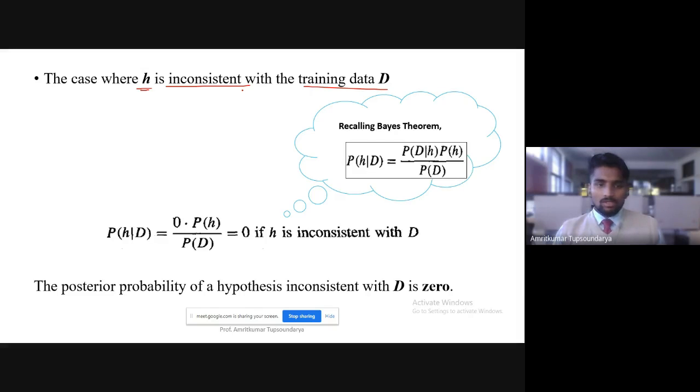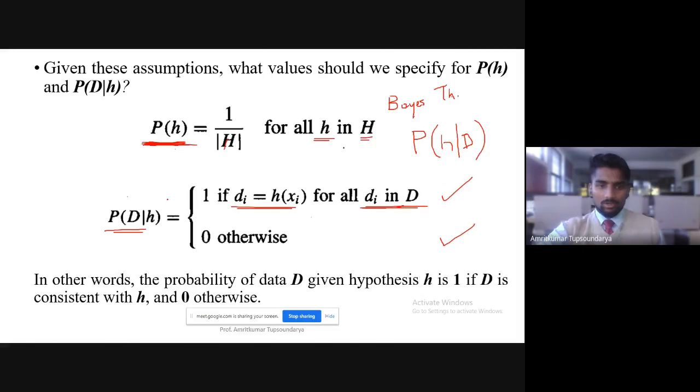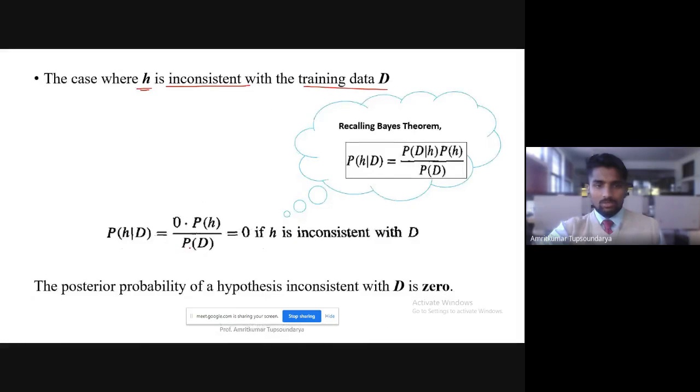So in that case, as you must have already made out from the previous formula, when the data is inconsistent, the probability of D given H becomes 0, right? So in that case, we substitute the value of P of D given H in the formula. This is actually from the Bayes theorem. If you can recall, Bayes theorem is P of H given D is equal to P of D given H multiplied by P of H divided by P of D, right?